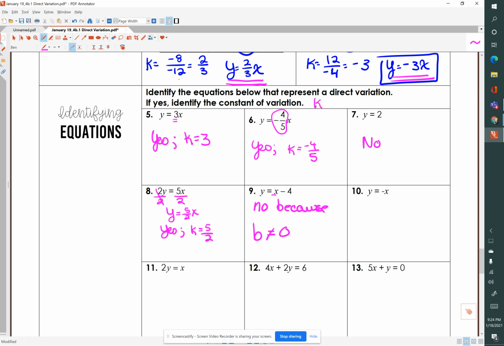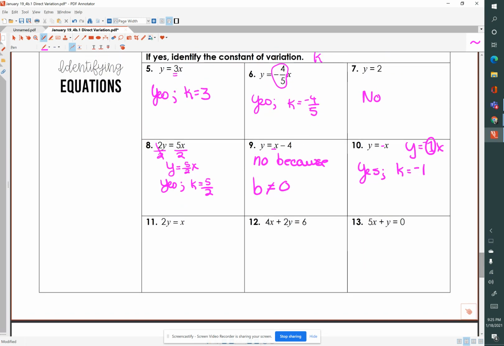But here, y equals negative x, we have an invisible 1. So this is a direct variation, and our k equals negative 1. Okay, so y equals negative 1x, but the 1 is invisible, and we just have the negative sign. So try the next 3 on your own, and let's see how you do.